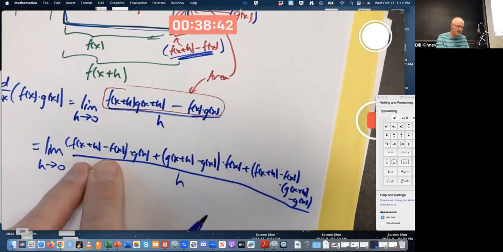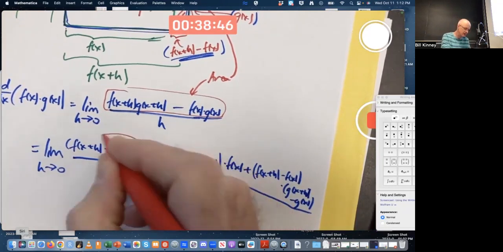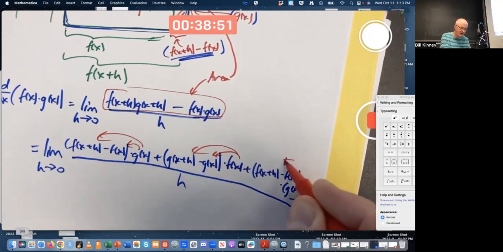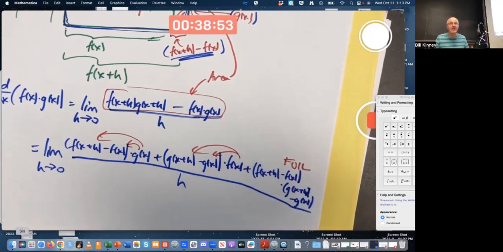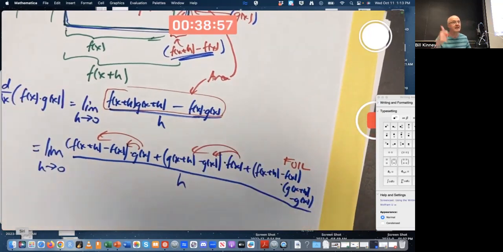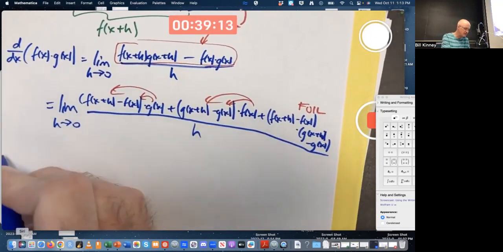Sure, you could double check it by simplifying the top. You could just use the distributive property. You'd have to FOIL here. And evidently, everything cancels except for these two things. And yes, it does happen. You can try it. Bit of a pain. It would take us 5 to 10 minutes. I don't want to do it. Okay. It works.